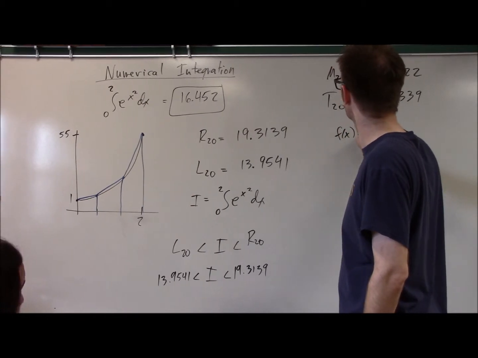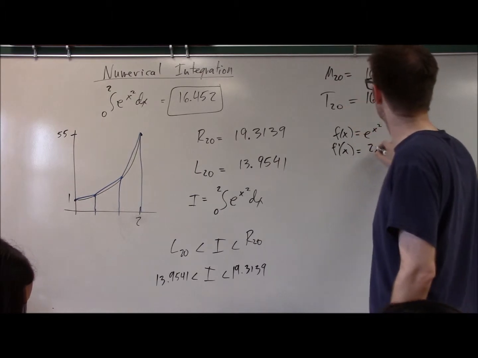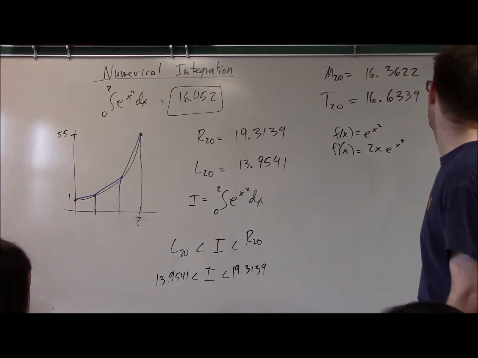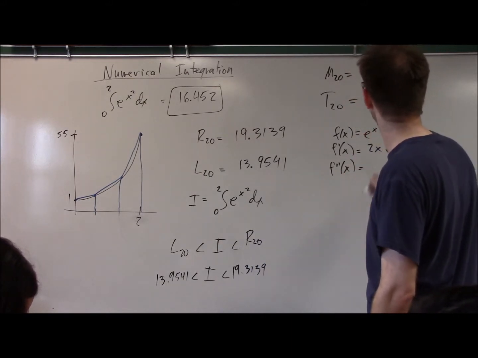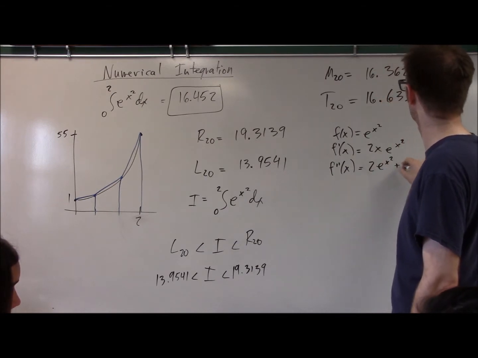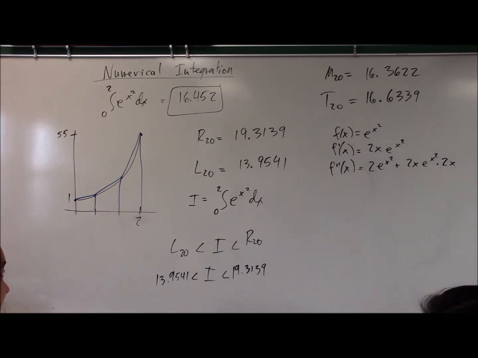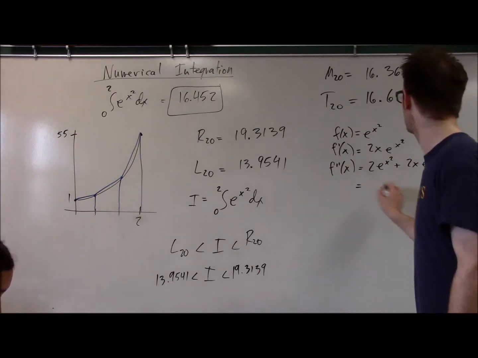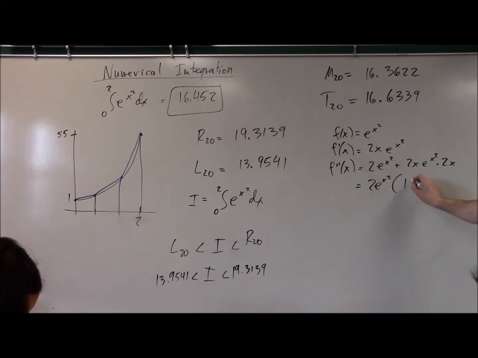So if I take this function, e to the x squared, the derivative will be 2x e to the x squared, and the second derivative will be, I guess I got to do this, right? 2e to the x squared plus 2x e to the x squared, then another 2x. I think that's right? Yeah, the first times the second plus the first times the third and second. So this second derivative is 2e to the x squared times 1 plus 2x squared.